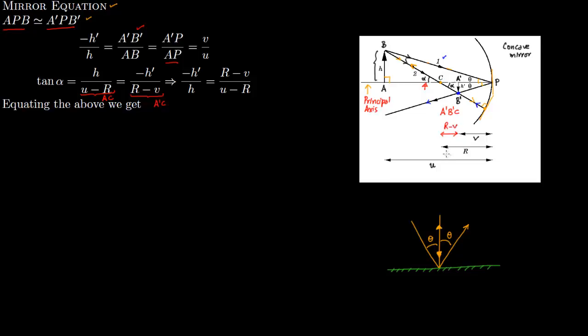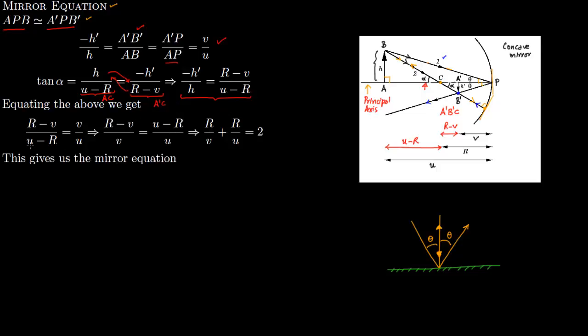So this is R minus V, and in the previous case we were talking about distance AC, which was this distance, and this distance is nothing but U minus R. So now you equate the above two equations. You take this equation and rearrange it. You take H here and R minus V here in the numerator, and that's what you get: minus H prime over H is equal to R minus V over U minus R. Now you equate this equation with this equation. So you get R minus V over U minus R is equal to V over U.